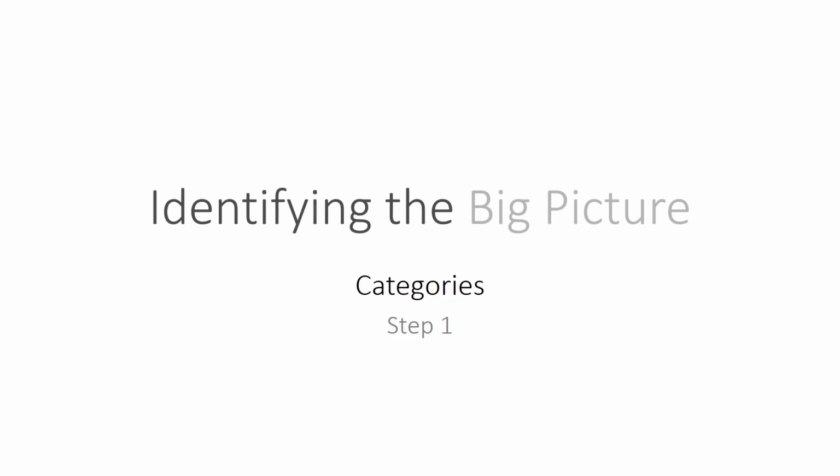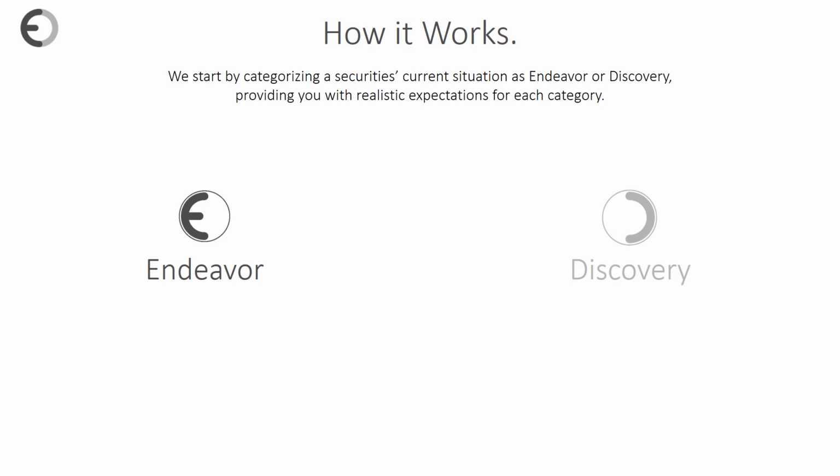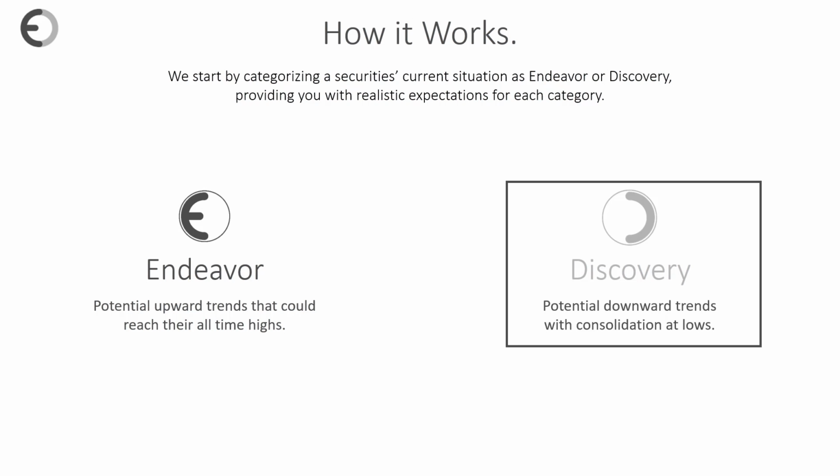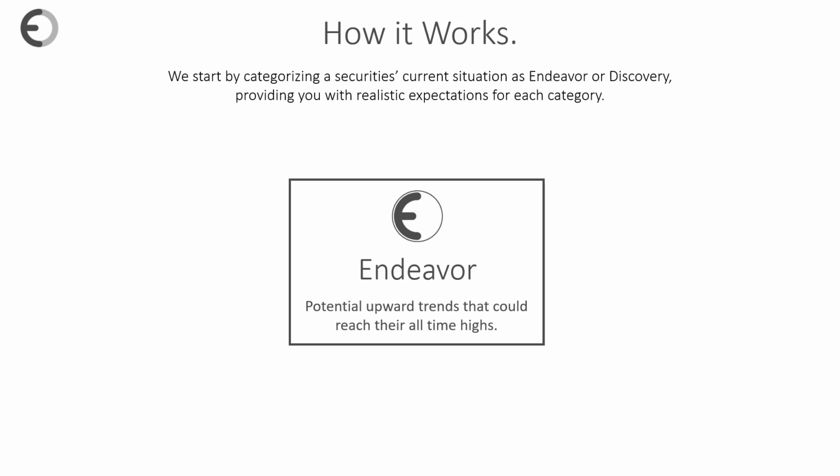Step 1, categories. Identifying the big picture movement. We start by categorizing a security's current situation as Endeavour or Discovery, providing you with realistic expectations for each category. Endeavour represents potential upward trends that could reach their all-time highs. However, Discovery represents potential downward trends that are likely to consolidate at lows. Today, we're going to focus on the Endeavour category.